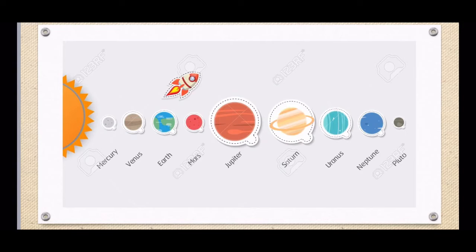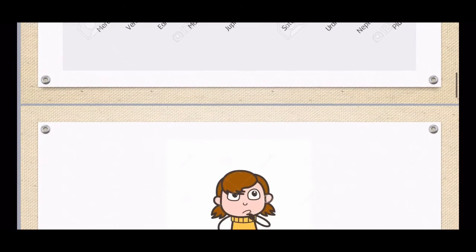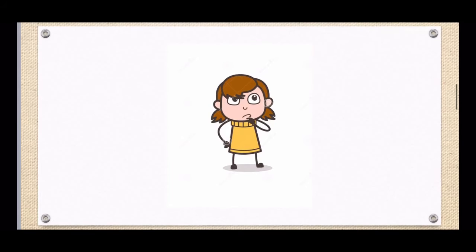1, 2, 3, 4, 5. Okay, time's up. Moving on to the next slide. Now, I want you to see how many planets you can remember. Count on your fingers. How many can you remember? Remember there were 9. And see if you can remember them in the correct order. Right?